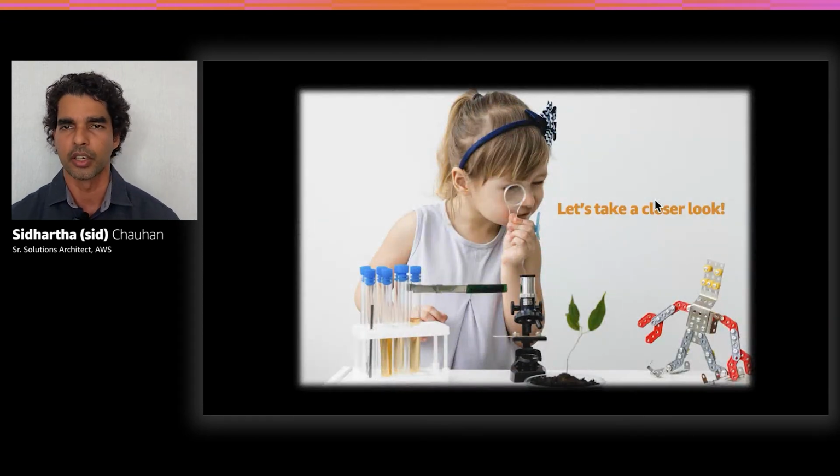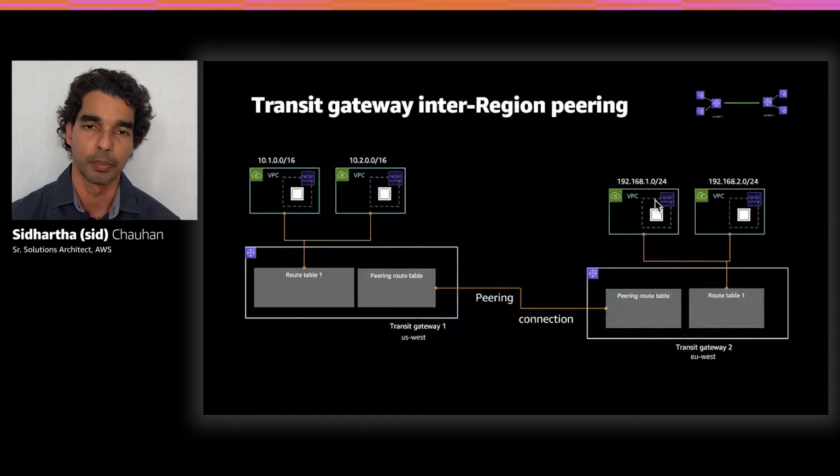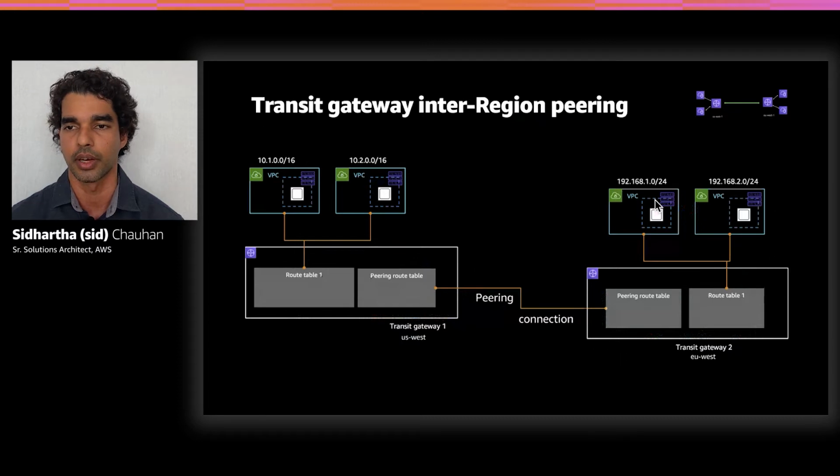Perfect. Now let's take a closer look on how peering can be configured. To explain this, I'm taking an example where I have a transit gateway in US West connected to 2 VPCs, and I have a transit gateway in EU West connected to 2 VPCs. As you can see, transit gateway has route tables. I have 2 route tables per transit gateway, route table 1 and a peering route table. Now, route table 1 is connected to the VPCs. We call it a VPC association.